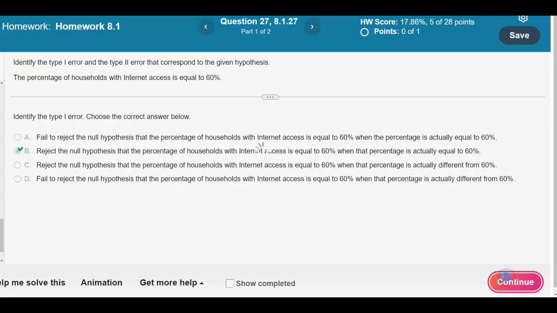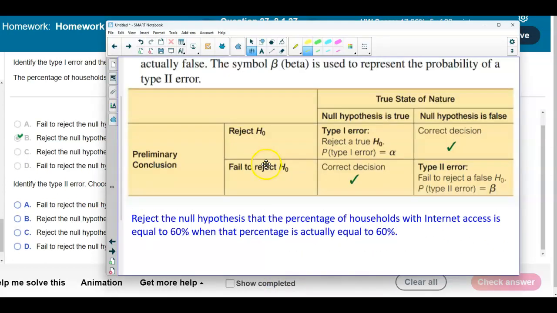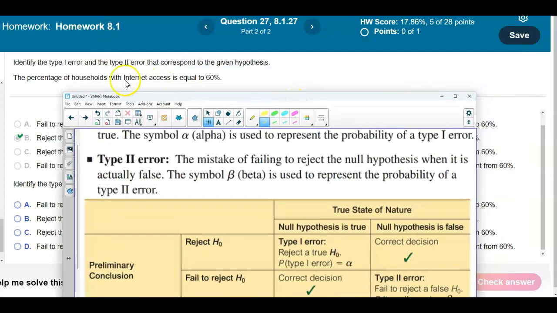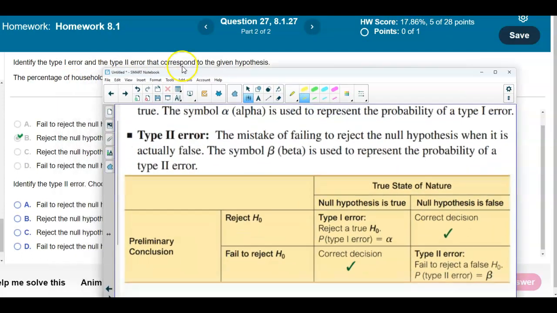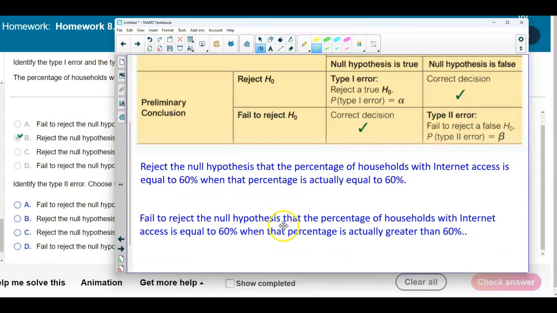Okay, and then we want to identify the type 2 error. So the type 2 error is the mistake of failing to reject the null hypothesis when it is actually false. So we fail to reject the null hypothesis when the null hypothesis is false. So again, knowing that the percentage of households with internet access is equal to 60%, then we would say fail to reject the null hypothesis that the percentage of households with internet access is equal to 60% when that percentage is actually greater than 60%.